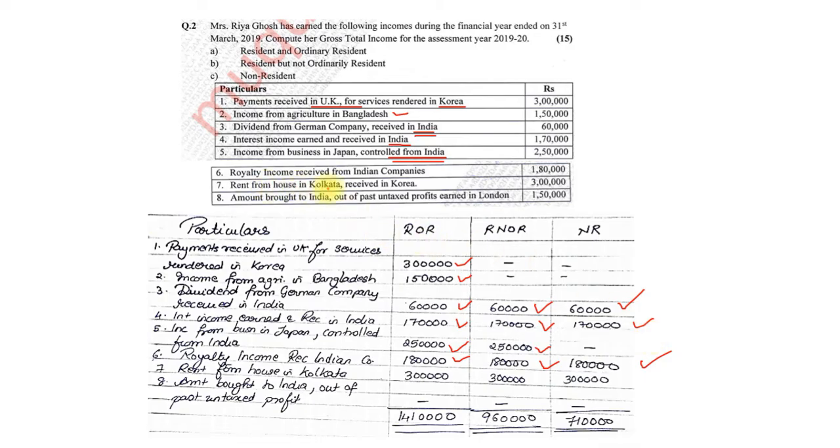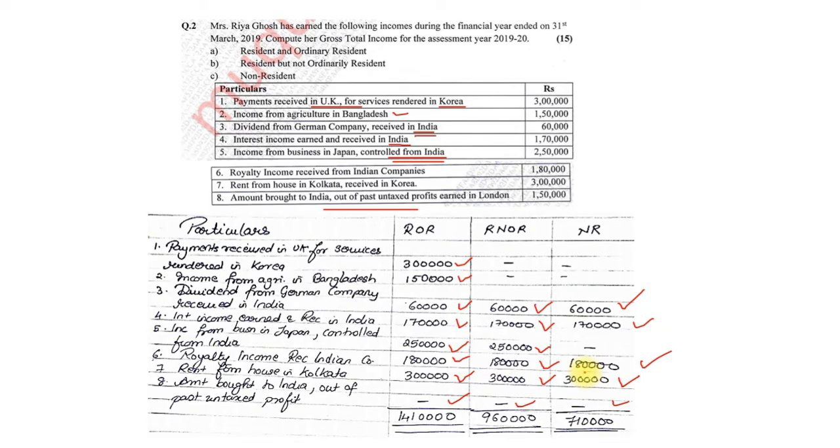Okay, rent from house in Kolkata. Kolkata is in India. Everyone pays for it. Keep the rules very simple. And untaxed past profit, it is exempted, so no one pays for it. That's it. After that, we just need to total it up. So the total of ROR comes to 14 lakh 10,000. For RNOR comes 99 lakh 60,000. And for NR comes 7 lakh 10,000.